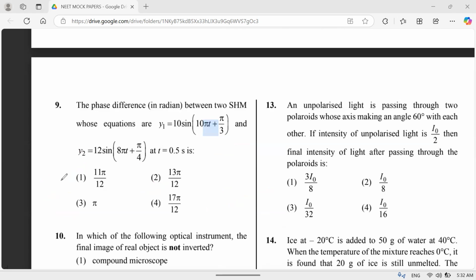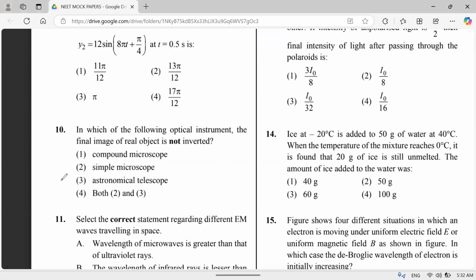In which of the following optical instruments is the final image of a real object not inverted? For a compound microscope we get an inverted image, for an astronomical telescope also inverted. For a simple microscope, what happens? It is magnified, it is not inverted. So obviously the answer is simple microscope.